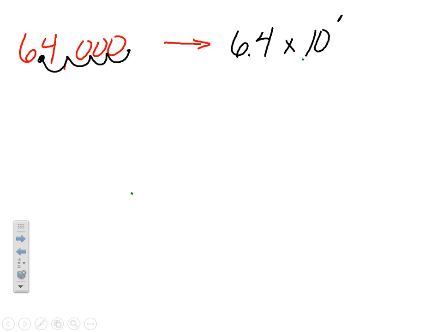Anytime I have a number bigger than 1, my exponent will be positive. Anytime I have a number smaller than 1, it'll be negative. So 64,000 is definitely larger than 1. So that is why I'm going to have a positive 4. Let's go ahead and do another example.